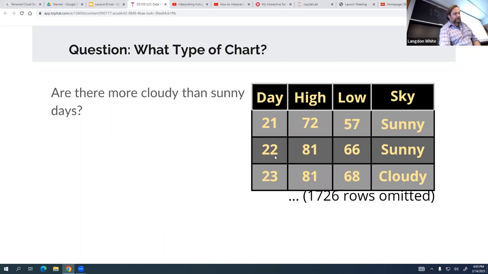Oops. And I will ask for answers in a second. Sorry, trying to get this so I can read it. What type of graph would I use to look at, are there more cloudy versus sunny days?